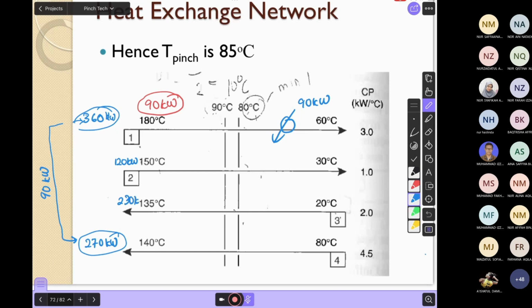230 kilowatt. Boleh ke tak? Possible or not? Boleh ke tak? Logically. Can or cannot? Boleh kot. Okay, tak boleh. Kenapa?